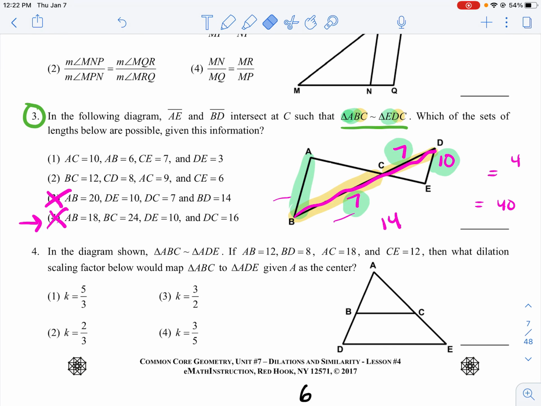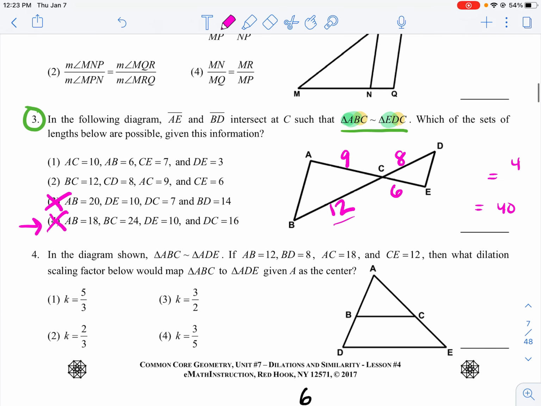Okay, so let me again just start over. Sometimes we find on some of the Regents exams and other tests that actually the multiple choice questions take longer because you got to sort of go through. So B to C is 12, C to D is 8, A to C is 9, and C to E is 6. Okay, so let's set up a proportion here.